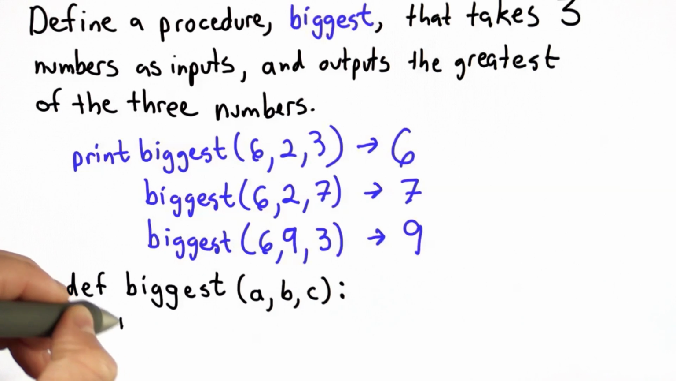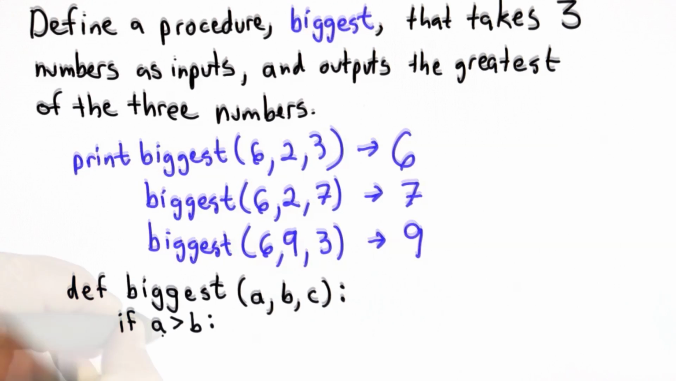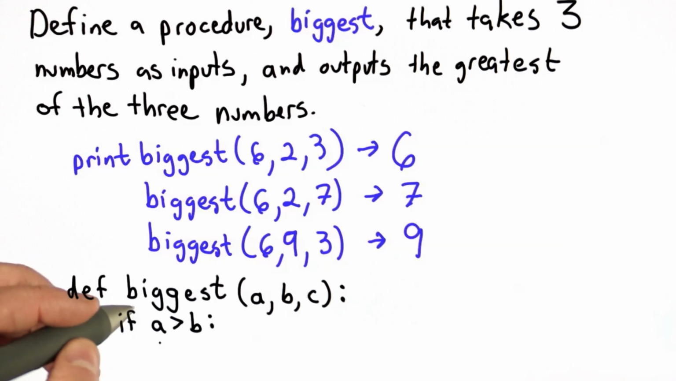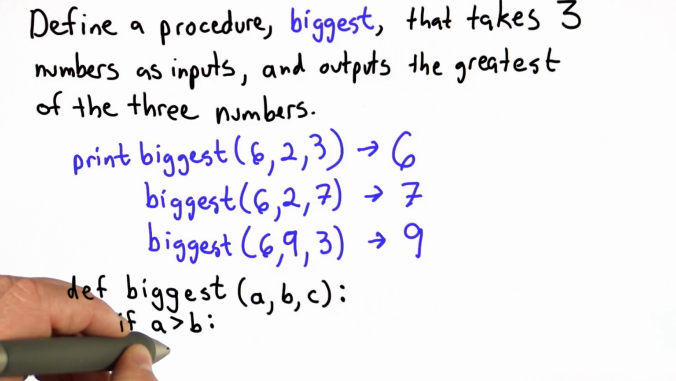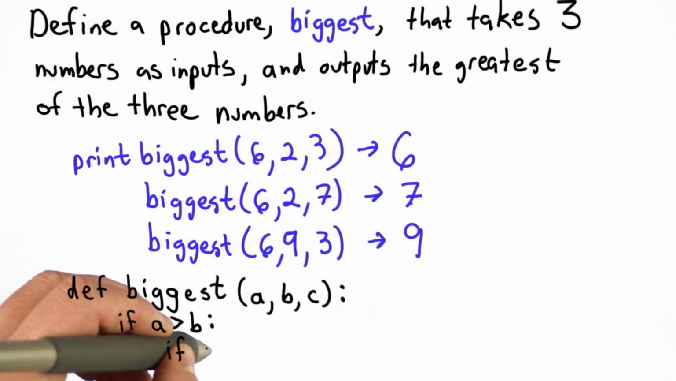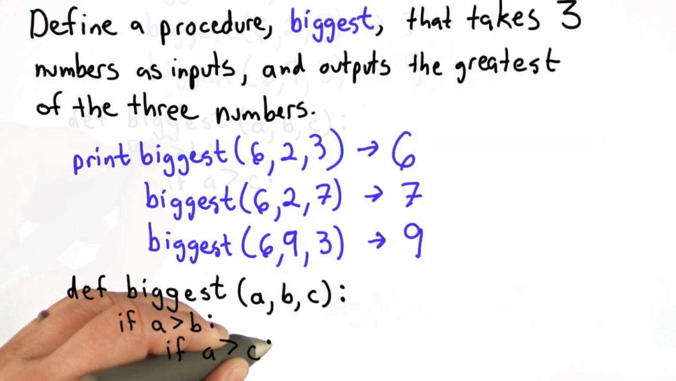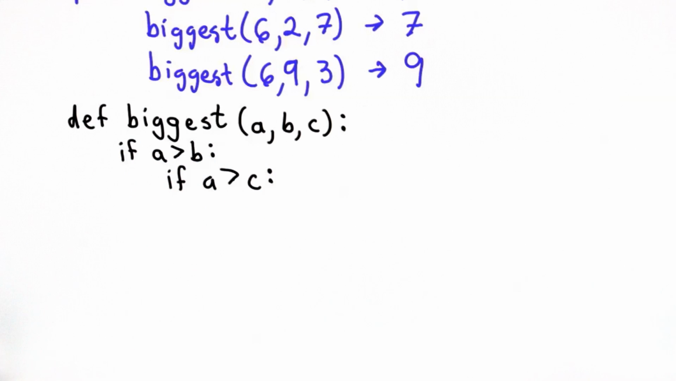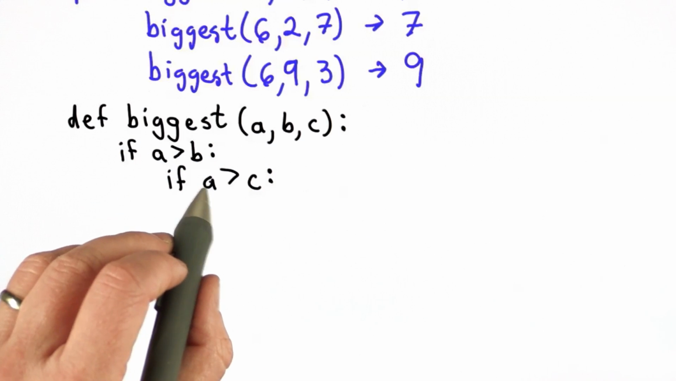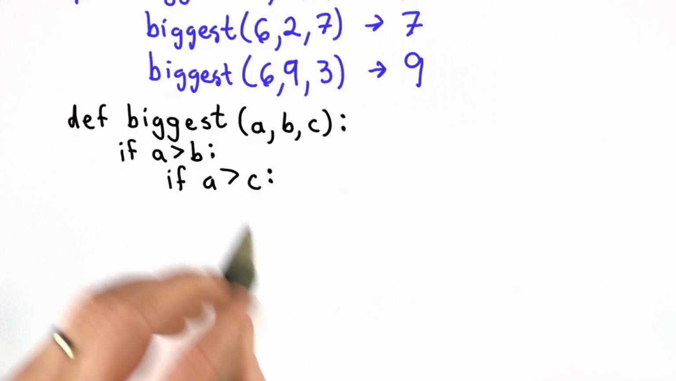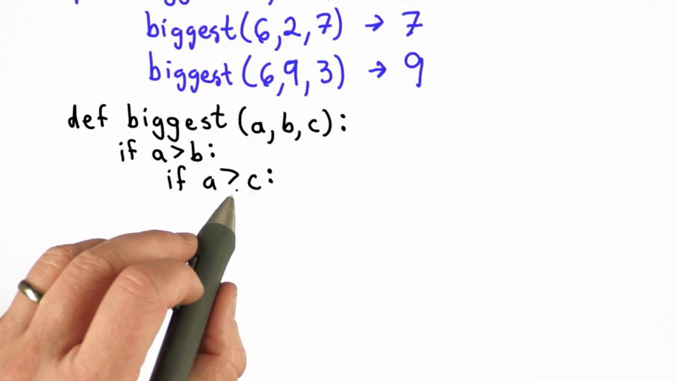First, we want to check if A is greater than B. If A is greater than B, well, A might be the biggest, but we don't know yet. We still have to check if A is greater than C. So we need two ifs. And the important thing to notice about the two ifs, the comparison A greater than C is indented inside the if A is greater than B. So this will only happen when A is greater than B.